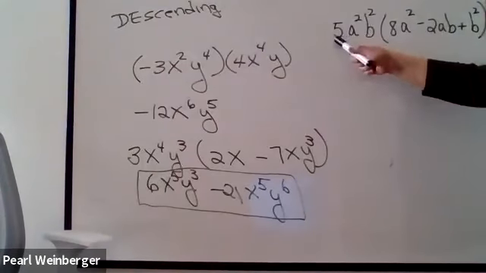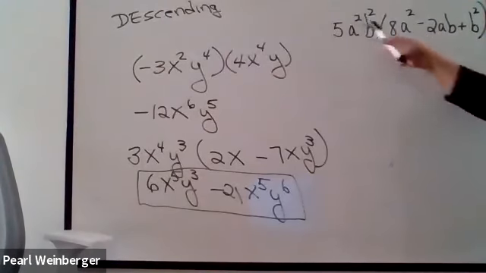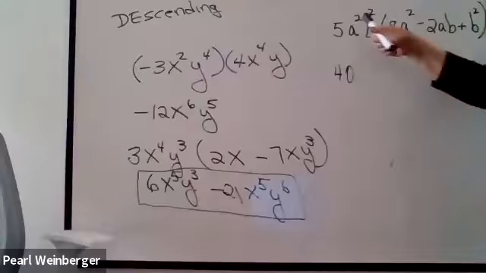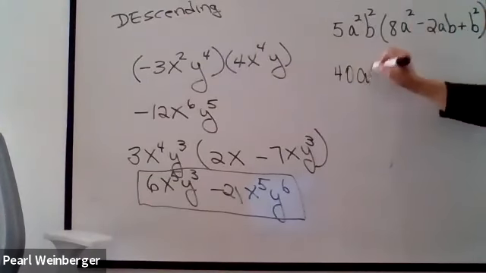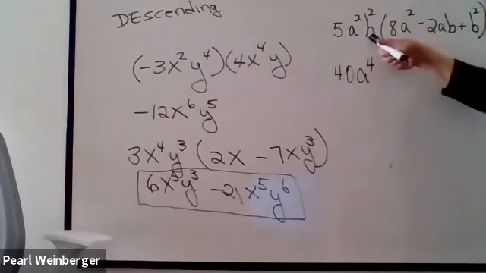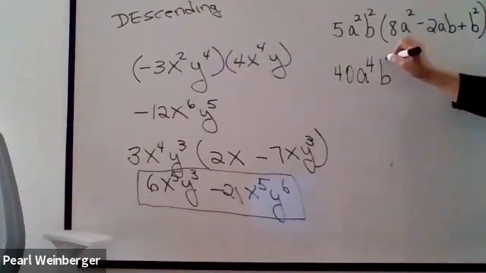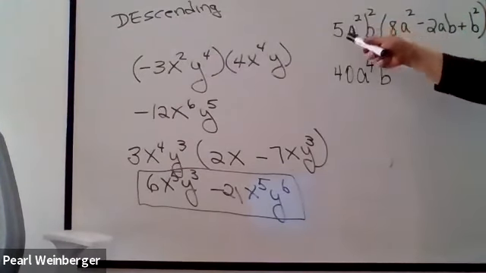So multiplying the 5a^2 b^2 times the 8a^2, 5 times 8 gives me 40. a^2 times a^2, so we add the 2 and the 2 gives me a to the 4th. There's nothing to multiply the b with, so I just bring the b^2 over. That's my first term.